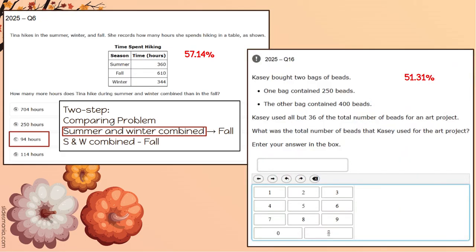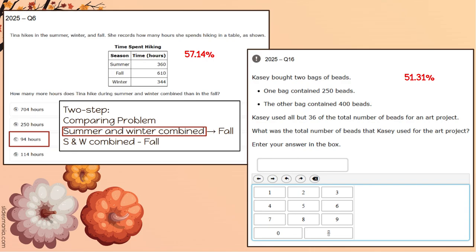The second problem was only 51% of third graders were able to get it correct. Casey bought 2 bags of beads. One bag contained 250 beads. The other bag contained 400 beads. Casey used all but 36 of the total number of beads for an art project. What was the total number of beads that Casey used for the art project?